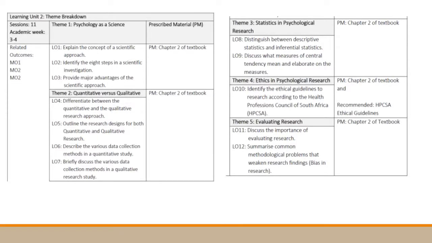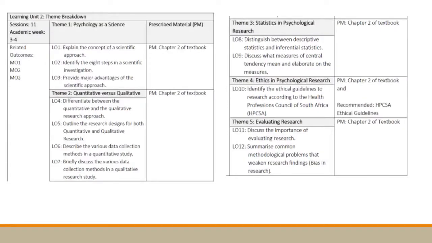So when we look at this module on research and psychology, it's broken down into various themes. It's quite a lot of material, so we'll try and get through as much as we can. It firstly deals with psychology as a science, which we'll come to as our collab rolls out this evening.